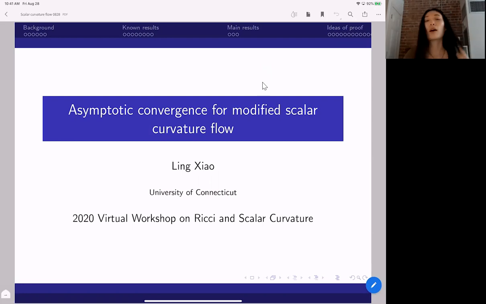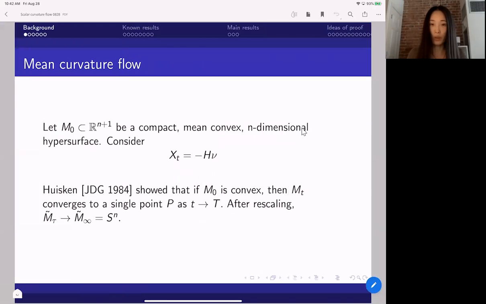So today we're going to talk about the asymptotic convergence for modified scalar curvature flow. This talk contains four main parts. In the first part, we're going to talk about the background, and we're just going to introduce different types of curvature flow. And then we're going to talk about some known results, which are also the motivation of this work. And in the third and the fourth parts, we're going to talk about our main results and the idea of the proof.